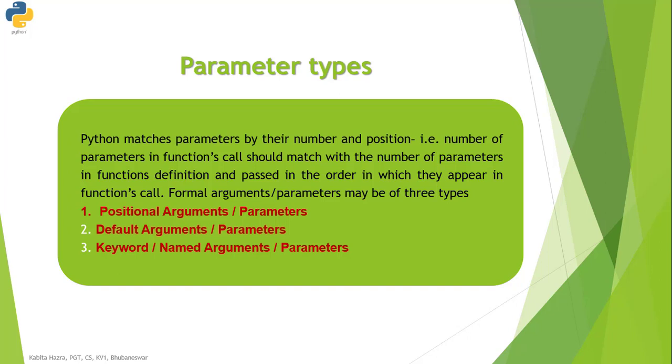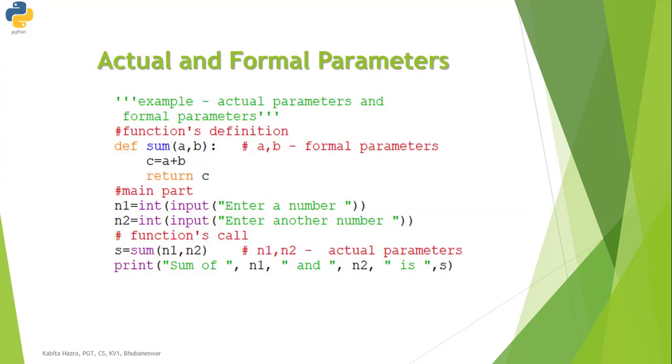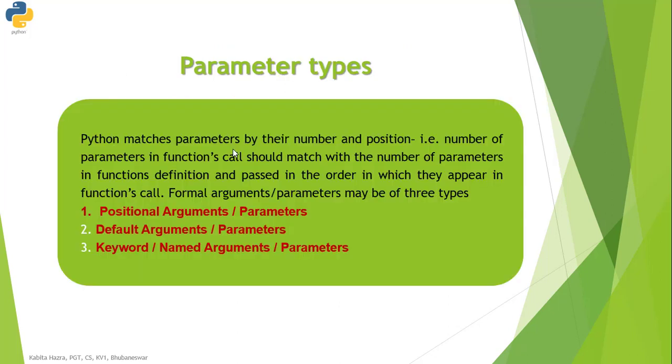Actual parameters are the parameters which are there in the function call, and formal parameters are the parameters which appear in the function header. So in this example we have seen n1 and n2, these are in the function call statement, so these are the actual parameters, and a and b which are in the function header, they are the formal parameters. Now let us see what are the different types of formal parameters.